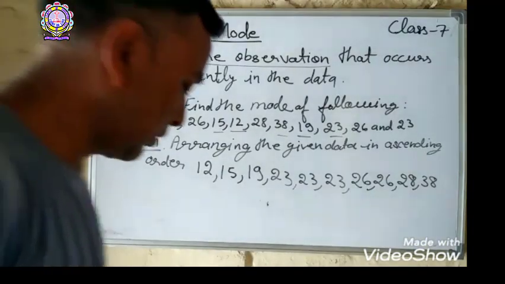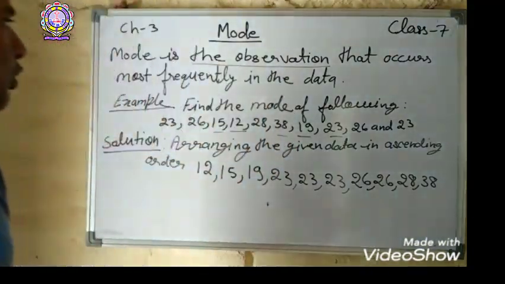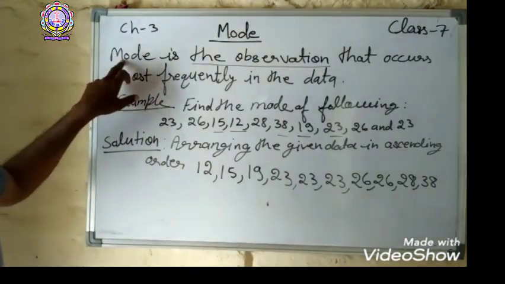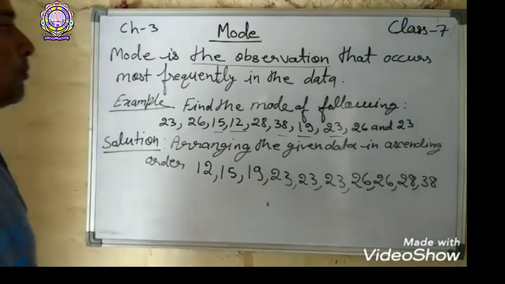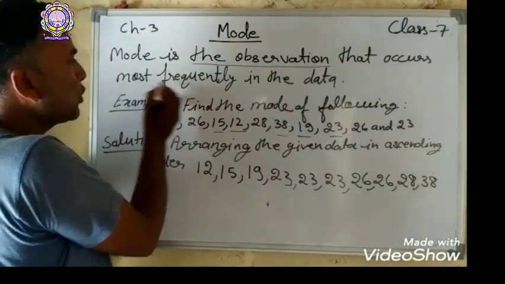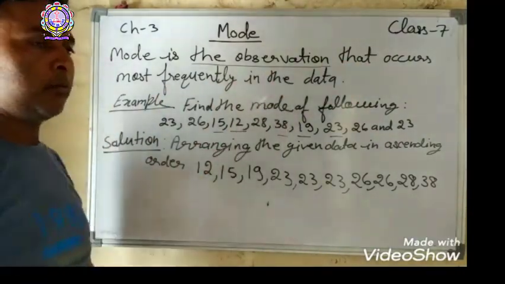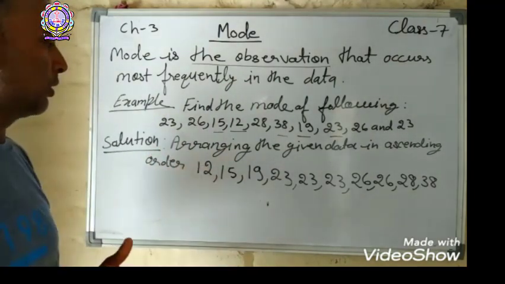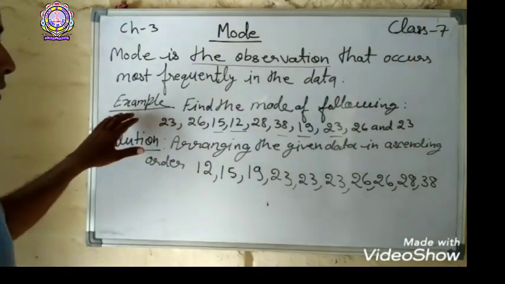Hello students. Now, next topic is mode. So what is the mode? Mode is the observation that occurs most frequently in the data. Most frequently, repeated many times.